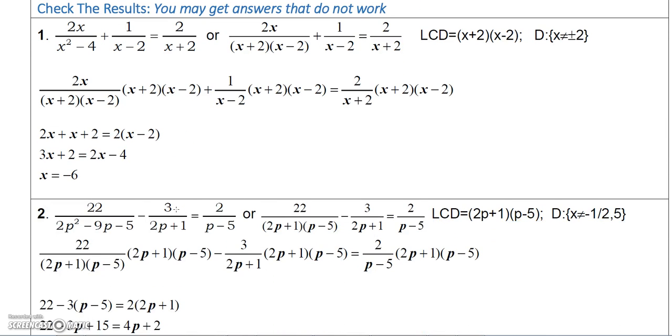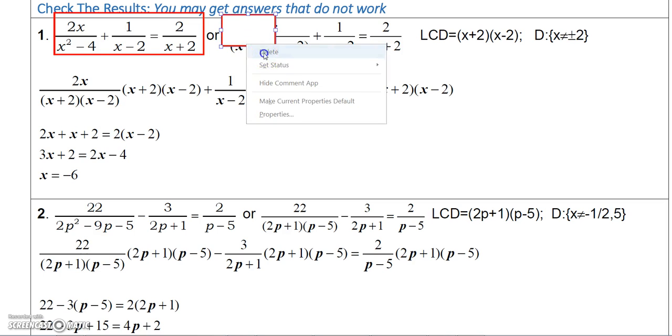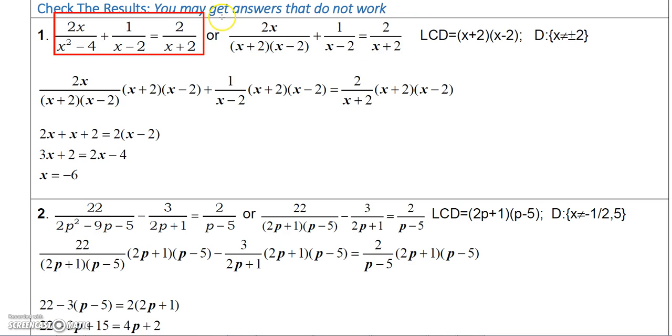Okay, now the next one is a little more complicated. So let me just show you here. Okay, so there's the problem. So I have 2x over x squared minus 4 plus 1 over x minus 2 equals 2 over x plus 2. Now, if you factor this denominator, you can actually see that it factors into x plus 2 and x minus 2.